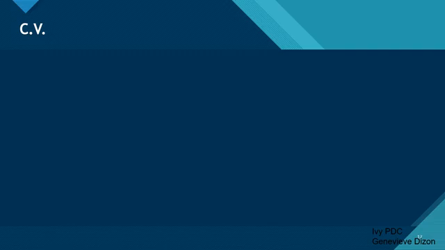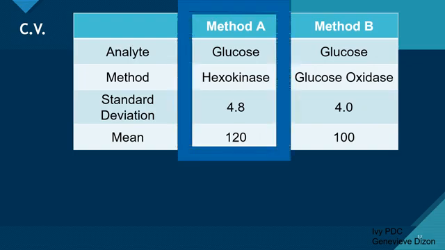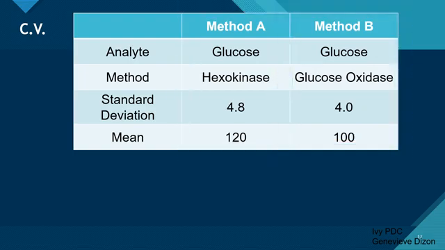So let's give an example. For example, we have two machines. One uses the hexokinase method, and the other one uses the glucose oxidase method, and we want to see how they differ from each other. The standard deviation of the first one is 4.8, while the SD of the second one is 4.0. So they have different SDs. The mean is 120 on the first one, and on the second one it is only 100. So the results are also different. But now we want to see which method is more precise. As we mentioned earlier in the previous slide, CV is an index of precision. So we can use this computation to see which between these two analyzers is more precise.